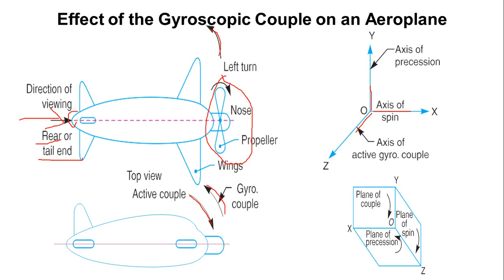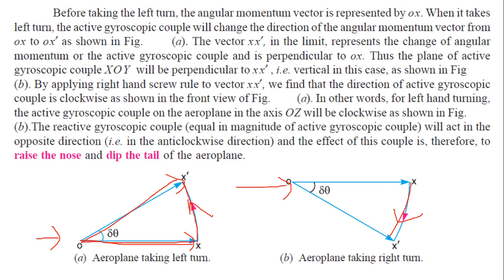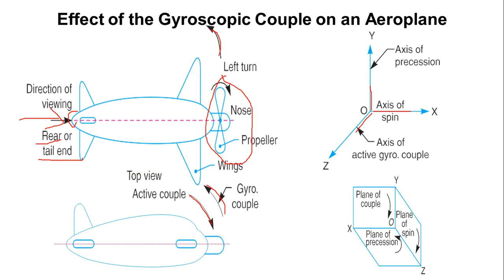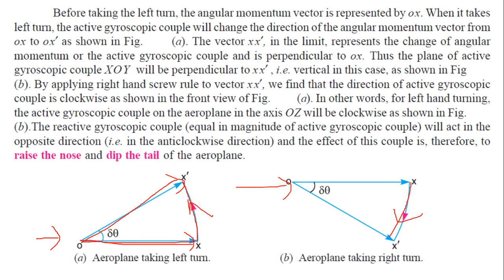So it's according to this axis of precession and axis of spin, and the direction of viewing is from the rear side. When the vehicle takes a left turn, what is the effect, and when it takes a right turn, what is the effect, that you need to understand. By applying the right hand screw rule to the vector XX dash, you need to first find the direction of the active gyroscopic couple, which is clockwise as shown in the front view of the figure. In this front view the direction of the active and reactive gyroscopic couple is shown, and when taking a left turn, the active gyroscopic couple on the aeroplane, about the axis OZ, will be clockwise as shown in the figure.